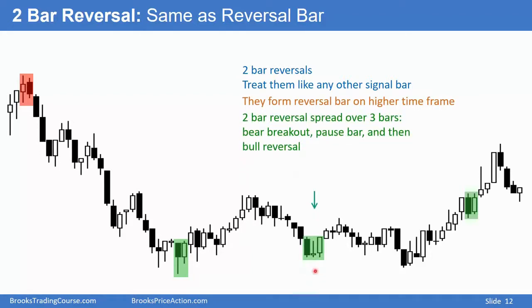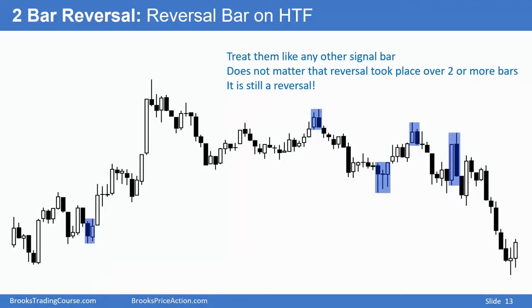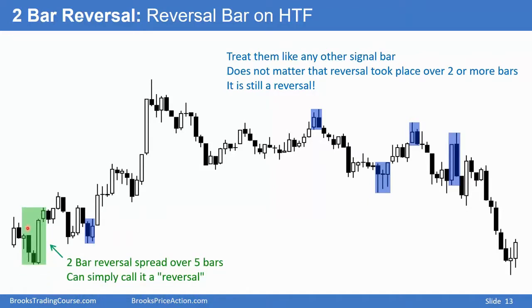Here's a 2-bar reversal, down and up, but it's spread over 3 bars. You can call it a 3-bar reversal, you can call it a 2-bar reversal spread over 3 bars, doesn't matter. You know the market is reversing. Every 2-bar reversal is a reversal bar on a higher time frame chart. And again, you treat them like any other signal bar. It does not matter if they take place over 2, 3, 4, 10, 20 bars. All that matters is the market's trying to reverse. 2-bar reversal spread over 5 bars. We sold off and then we rallied. I would not call that a 2-bar reversal. I would simply say, oh, it's a reversal.